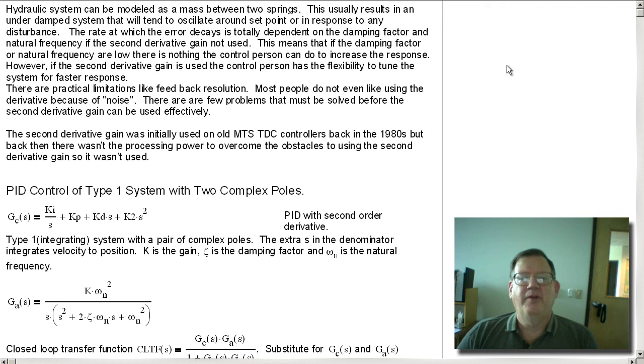There are limits though. Feedback resolution is going to be a limit, and also, I'm using a simple model here where I'm assuming the valve is fairly fast, so it doesn't have to be taken into account, because if you have like a slow valve and a slow hydraulic system or cylinder, you'd have a four-pole system, and after you integrate that to velocity to position, that'd be a five-pole system, and we don't have enough gains for that. So there are limits to what you can do, but using the second derivative gain really does help a lot. That's all.